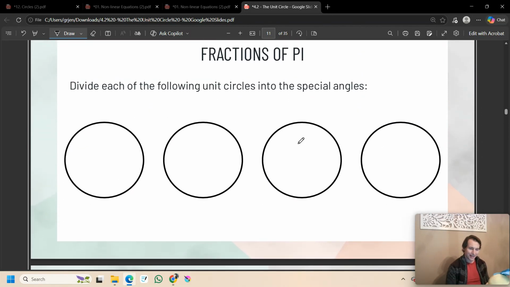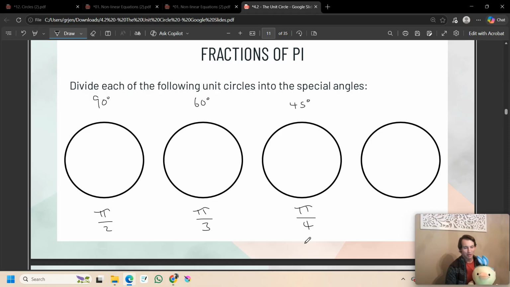Okay, next thing, let's try dividing up each of our following circles into the special angles. We're going to do the 90 degrees here, and those are the pi on 2s. We're going to do the 60 degrees here, and those are the pi on 3s. We're going to do the 45 degrees here. Those are the pi on 4s. And is there one for pi on 5? No, there isn't. That'd be 72 degrees. And when was the last time you saw 72 degrees in a problem? Not very recently. So we're going to do 30 degrees here, and those are the pi on 6s.